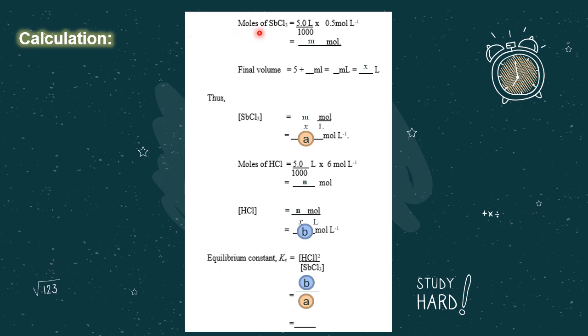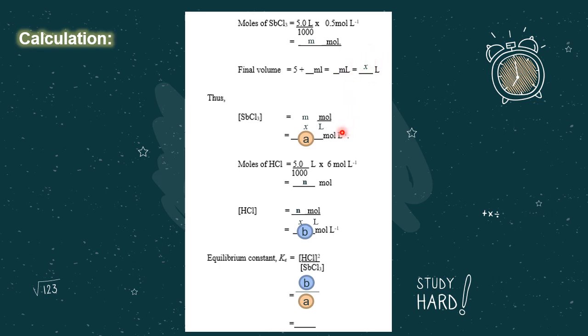First of all, I need to find the number of moles of SbCl3 by applying the formula n equals MV per thousand. Please do remember the M is 0.5, V is 5 ml, so divide by 1000, so it becomes 0.005 liter. So this is the number of moles. And then the volume, initially we take 5 ml of the solution, and after the titration, it is now 15 ml, total 20 ml. And remember, change to liter, so this is the X volume.